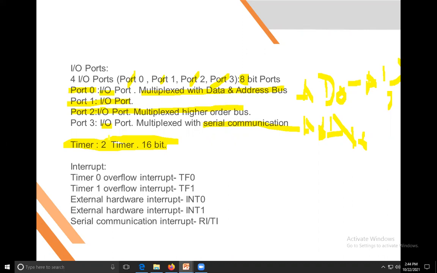TMOD and TCON are the two registers for the timer. How will these registers be denoted? How do we do the programming for the timer using these registers? What is the use of the timer?